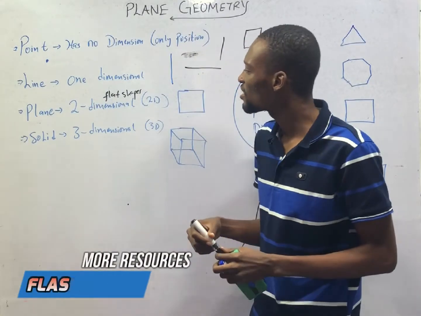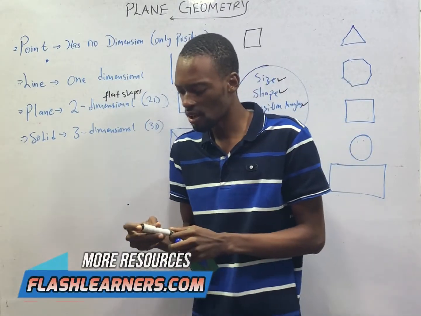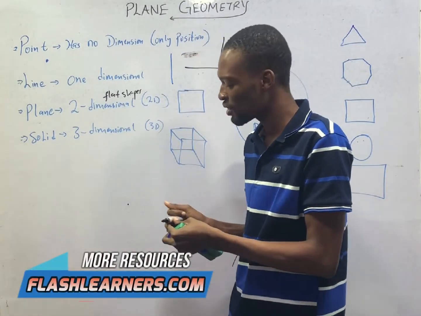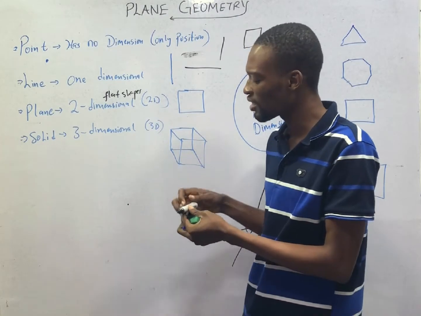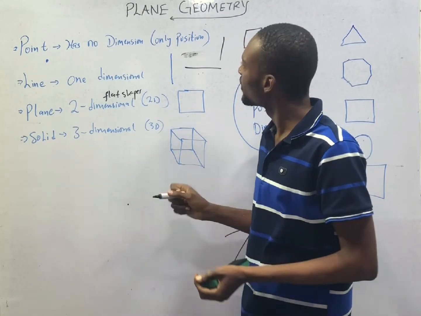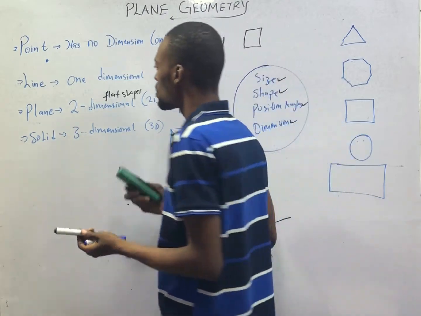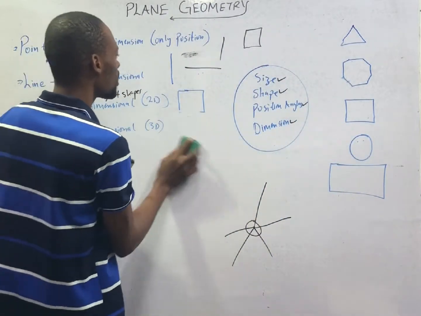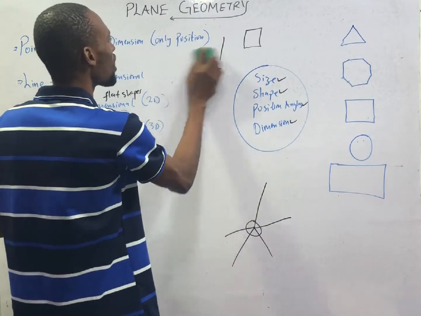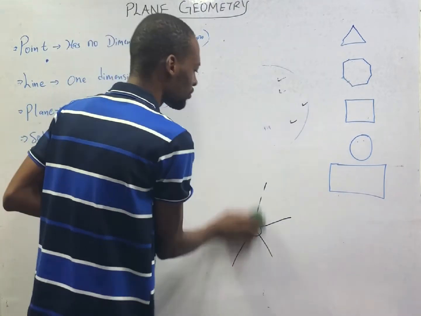Then from planes, you move to solids. Solid shapes, they are three-dimensional. You can see this block. It is a solid shape. Now, plane geometry, they don't get up to solid shape. We are focused on 2D, or we are focused on plane.